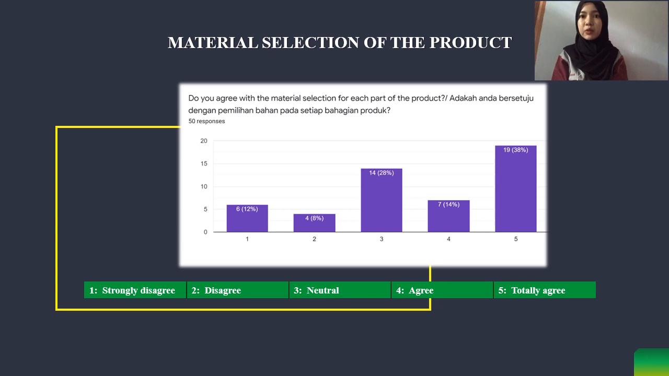This shows whether the target users agree with the material selection for each part of the product. This is a scale of 1 to 5. 1 means strongly disagree, 2 means disagree, 3 means neutral, 4 means agree, and 5 means totally agree.